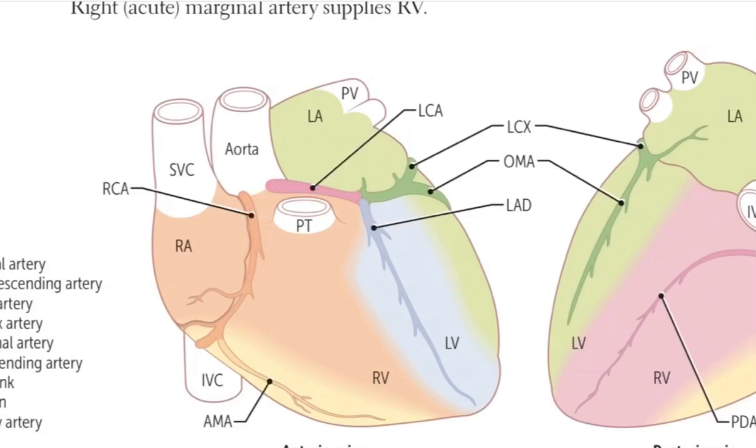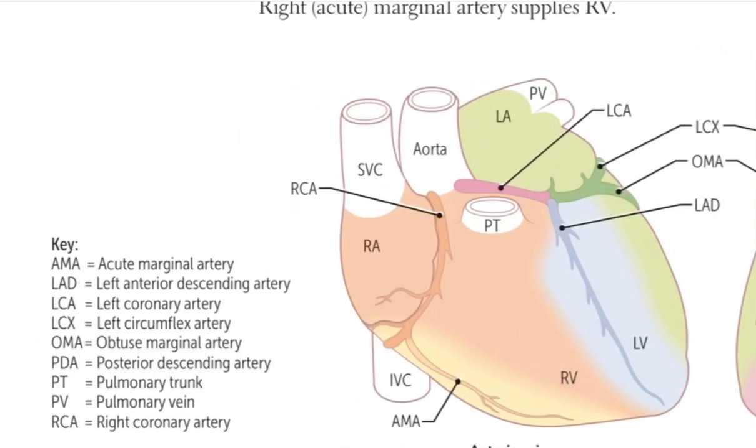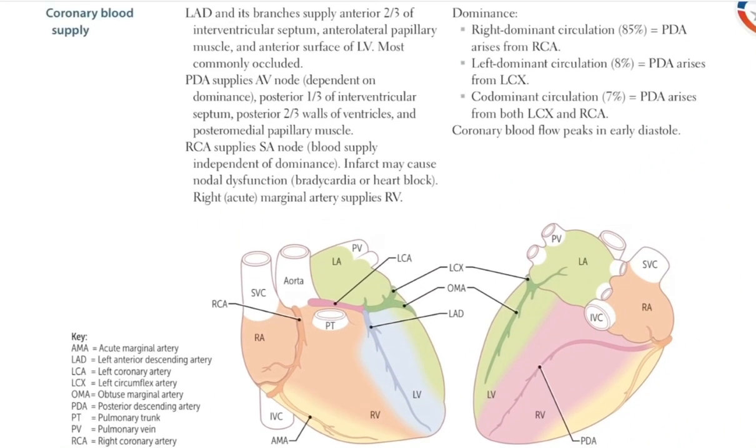The left coronary artery gives its first branch called the left anterior descending artery. Further on, it gives a branch called the left circumflex artery and the left marginal artery, or the obtuse marginal artery. Is it clear till now? The right coronary artery gives a branch called the acute marginal artery. Here it is the obtuse marginal artery. On the right side, it is the acute marginal artery.